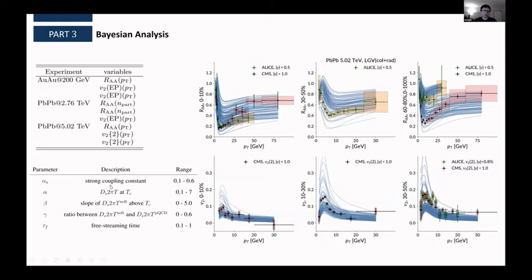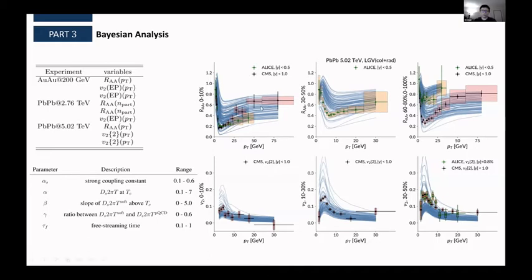So first is the strong coupling constant αs, and then the alpha, beta, gamma parameters that we use to constrain the Ds coefficient. And the last one is the free streaming time, which controls the time between the initial condition and the onset of your hydro simulation.